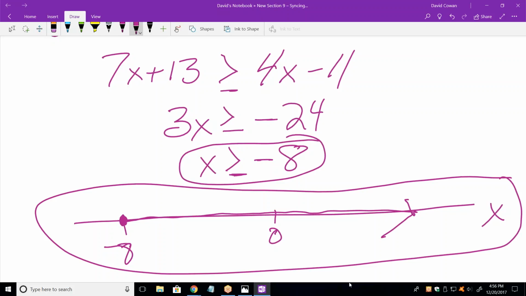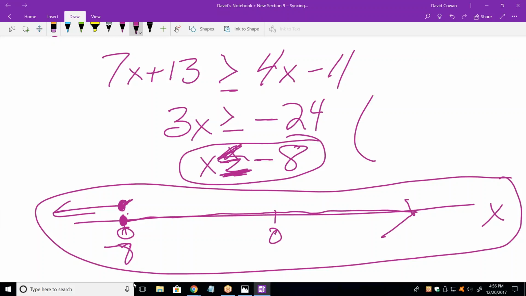Okay? And if it was less than or equal to negative 8, then it would be that way. If it was just greater than negative 8, it would look like an open dot, like that. So the difference between a closed dot and an open dot is whether it's greater than or equal or just greater than. And in this case, the problem they gave us was x is greater than negative 8.